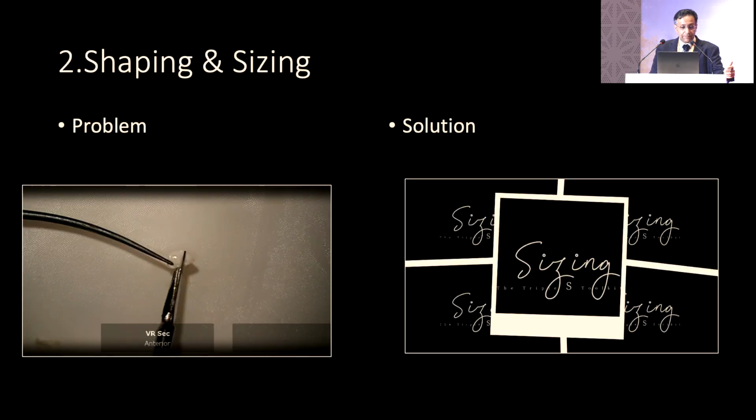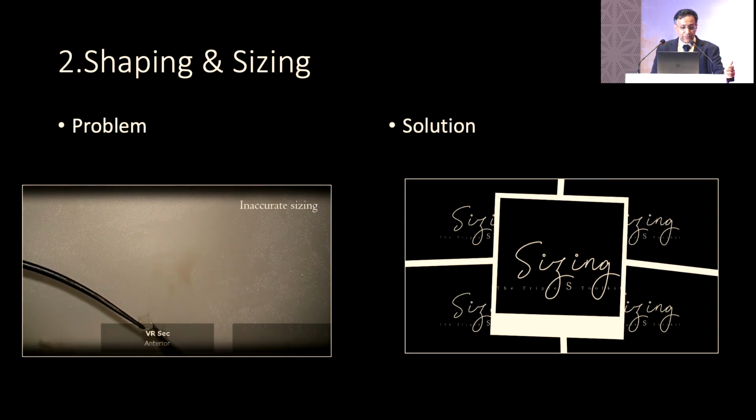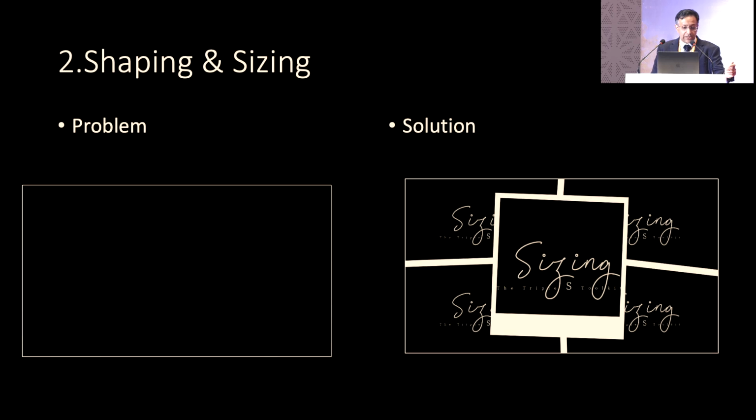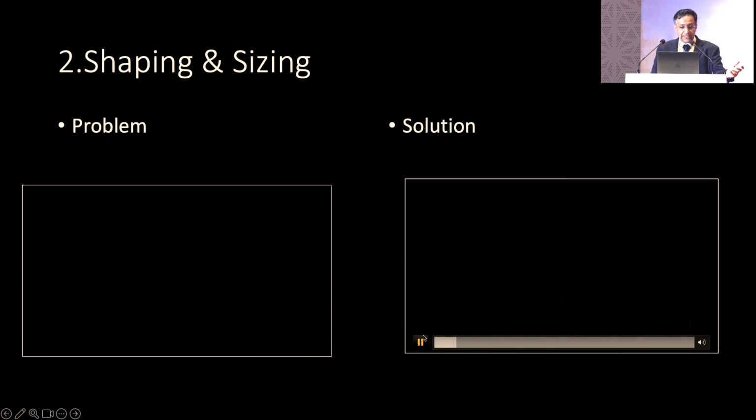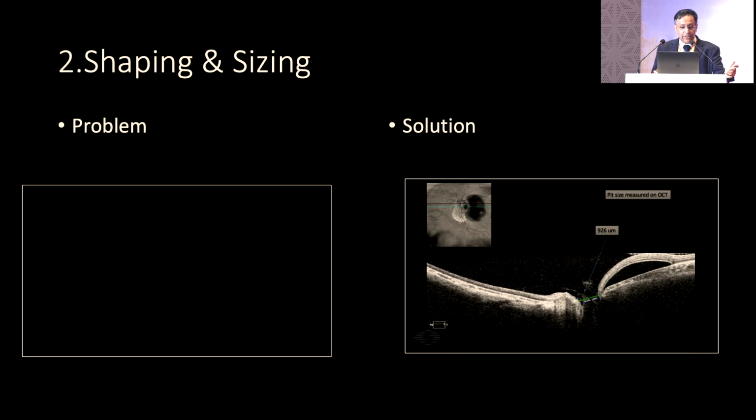The second, shaping and sizing. See on your left side how inelegant this is, cutting it with scissors. You have ragged edges which can get stuck in the ports. So firstly we size it by using this formula: we add the base diameter with the MLD and divide it by 2. This formula helps you to decide what size of membrane you need.